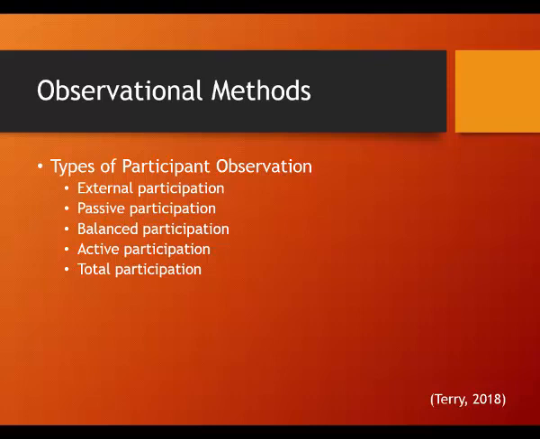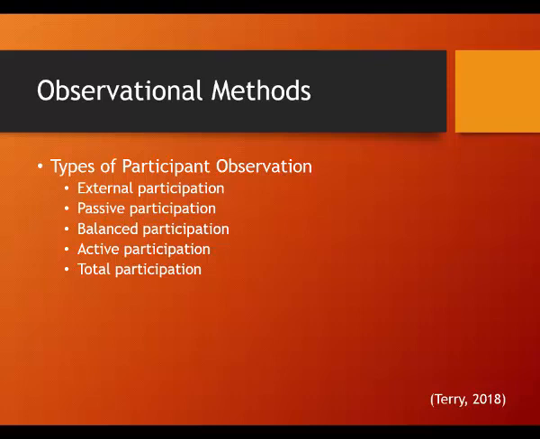There are 5 types of participant observation. In external participation, this is the lowest degree of involvement by the researcher, with the observation usually done via television or through videotape. In passive participation, the researcher is present at the scene with the subject in the role of spectator, but does not attempt to interact with the subject or participate in the scene.